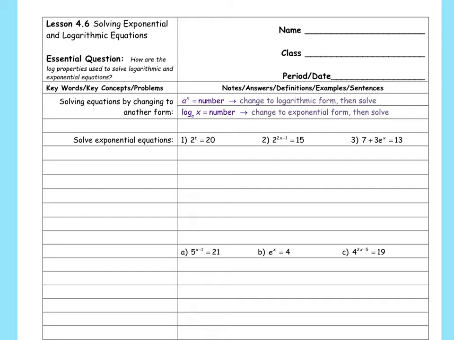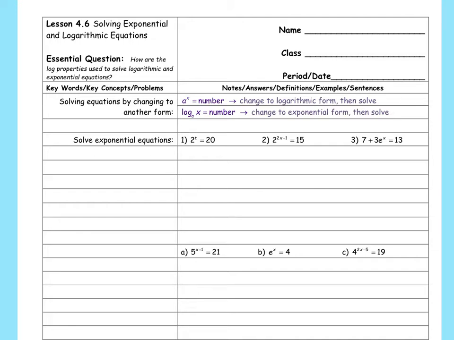Lesson in solving logarithms, and this is the little harder one. So there's two rules again for solving equations, and how I do it is both the same. I'm going to change form.